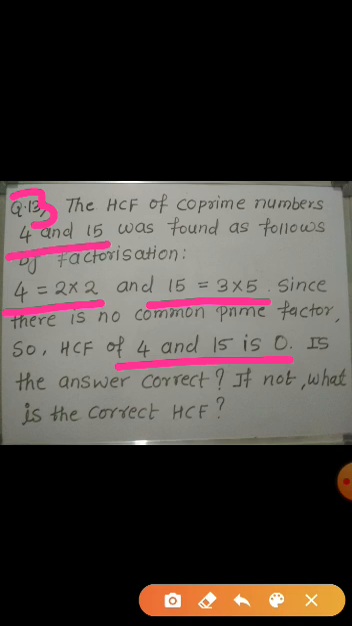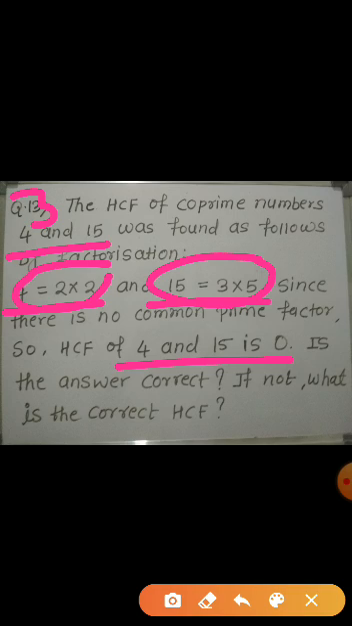Let us understand the question first. What is given in the question? In this question, two co-prime numbers are given to you. Which are they? 4 and 15. Prime factorization of both the numbers is given to you. The prime factorization of 4 is 2 into 2. And the prime factorization of 15 is 3 into 5. Now, if you observe the prime factorization of both these numbers, what will you see? Yes, there is no common prime factor between 4 and 15.